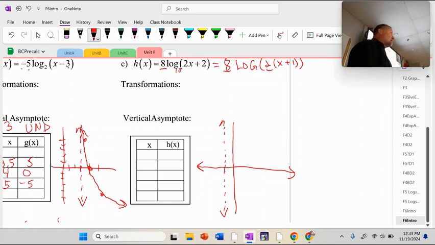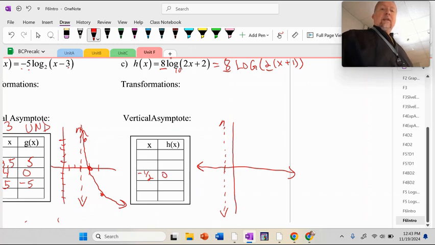Negative half. Correct. Whoa. Negative half of 2 is -1. -1 plus 2 is 1. What's log base 2 of 1? Everyone should answer that question. Or what's log base 10 of 1? What's 0 times 8? See what I mean here?